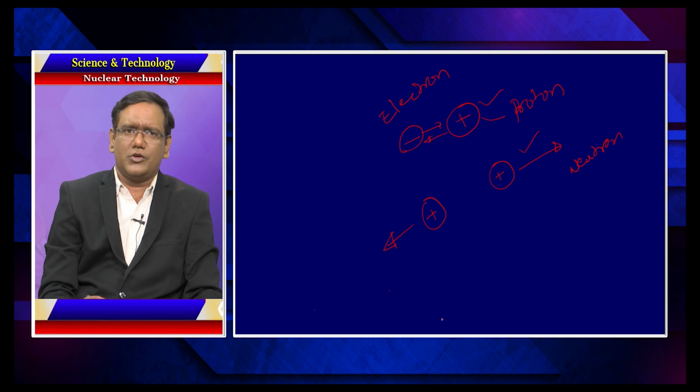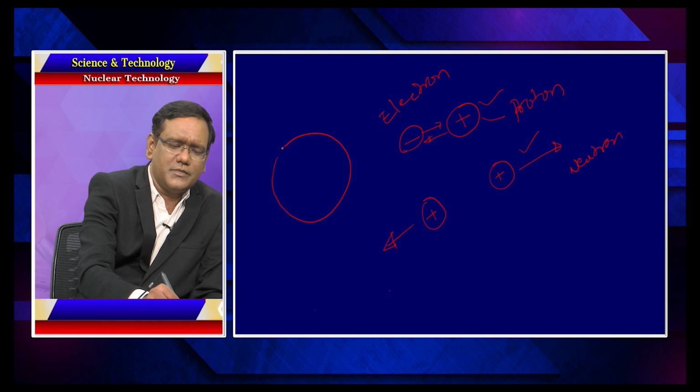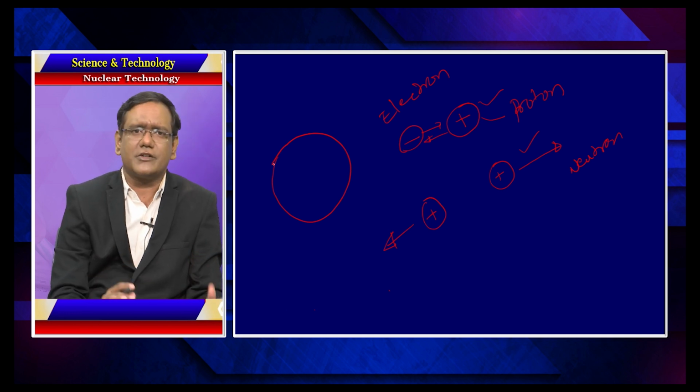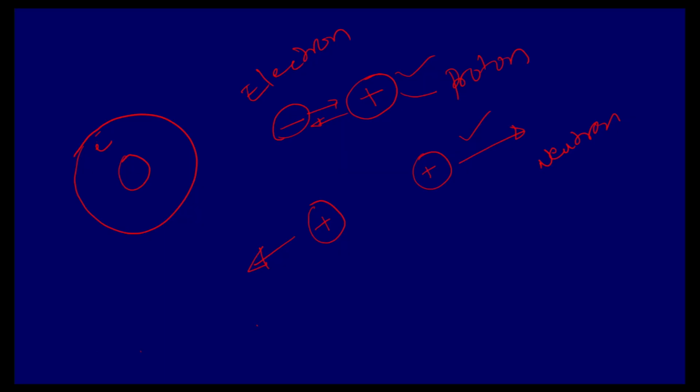Let me give you one more thing. What is an atom? Let us take an imaginary atom. Every atom consists of a nucleus, and around the nucleus, the electrons revolve. And the nucleus consists of protons and neutrons, isn't it? Everyone knows this very clearly.